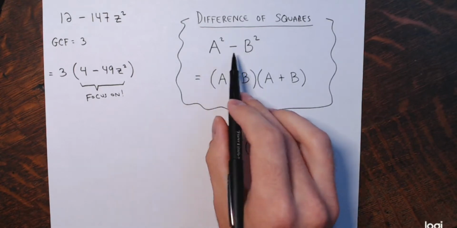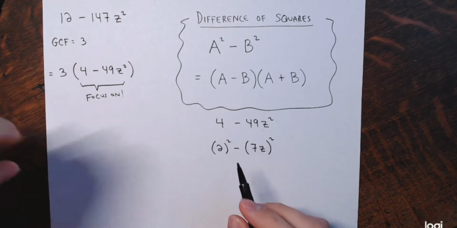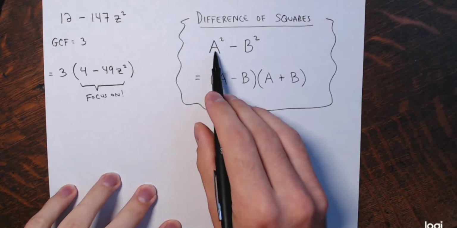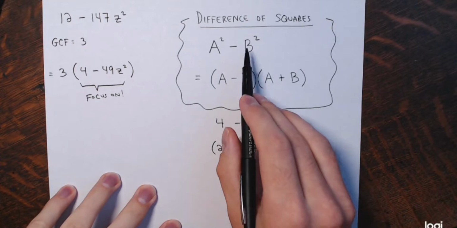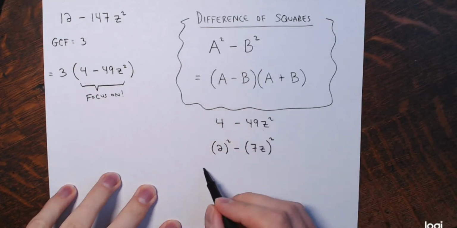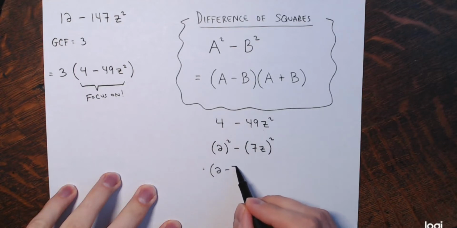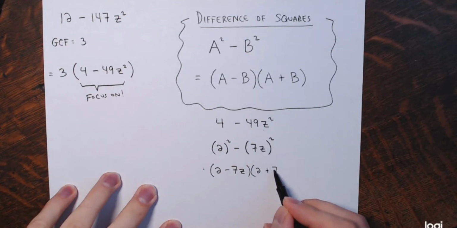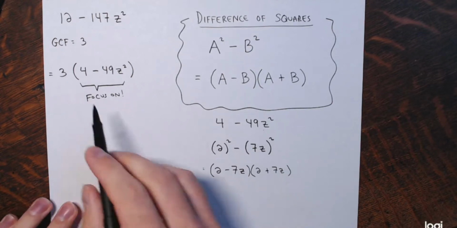I have a difference of 2 squares. 2 squared minus (7z) squared. So the 2 acts like the a. The 7z acts like the b. So this would factor to a minus b, 2 minus 7z, times a plus b, 2 plus 7z, or 7z plus 2. And don't forget the 3.